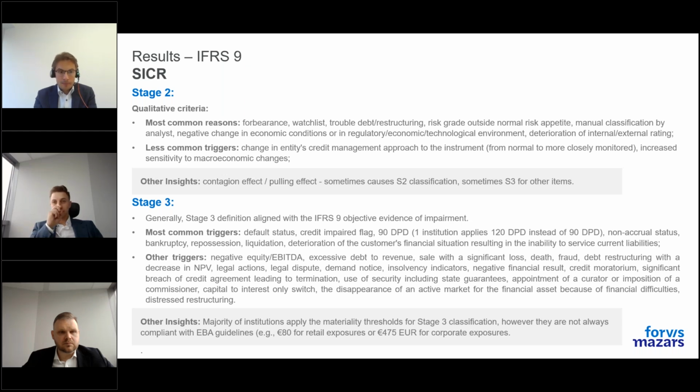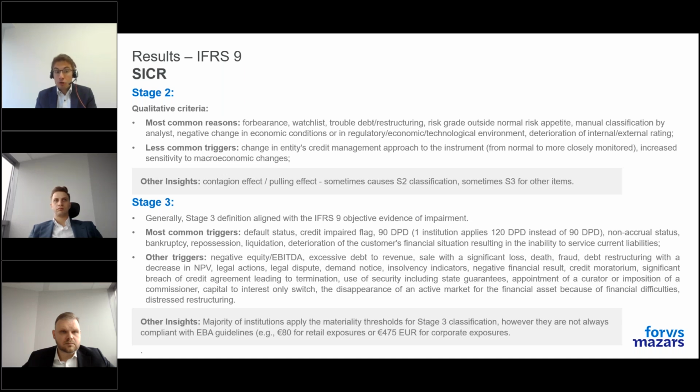The other common triggers used for stage 3 would be non-accrual status, bankruptcy, repossession, liquidation, and deterioration of customers' financial situation, resulting in the inability to service current debt. Other triggers less commonly used, they were used by between 1 and, let's say, 5 institutions that we analyzed. It would be negative equity, EBITDA, sale with significant loss, debt, fraud. So many reasons are listed here in the slide, but they varied between institutions.